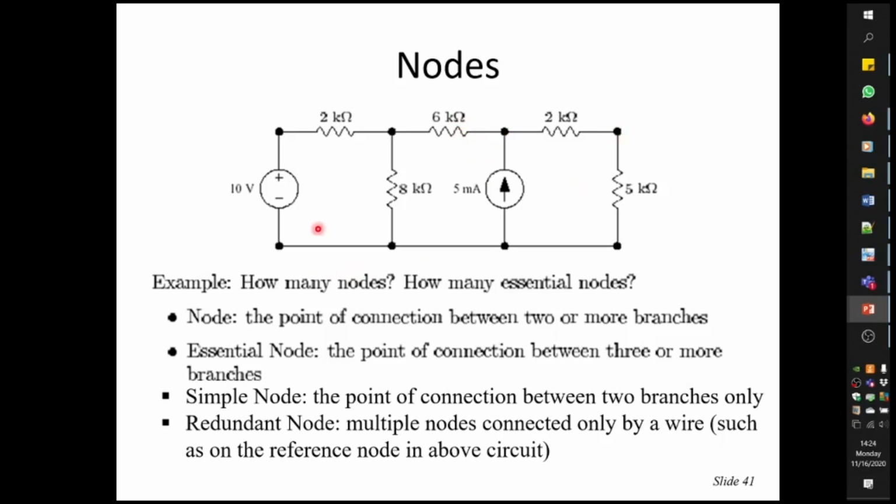This node obviously contains 4 branches. Basically, it's a point of connection of 4 branches: the 5 kilo ohm resistor, the 5 milliampere current source, the 8 kilo ohm resistor, and the 10 volt voltage source. So this node here is basically an essential node.